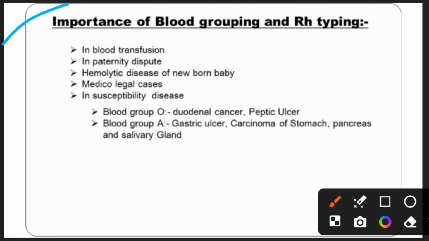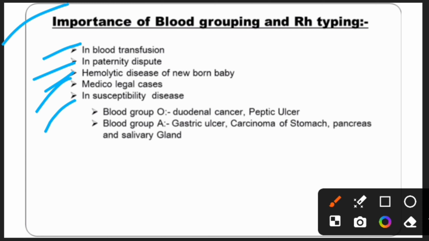Importance of blood grouping and Rh typing. The first one is that it helps in blood transfusion. In paternity disputes, it helps to identify the father of the baby. It also helps to prevent hemolytic disease of the newborn baby and in many medico-legal cases, and in susceptibility to disease.